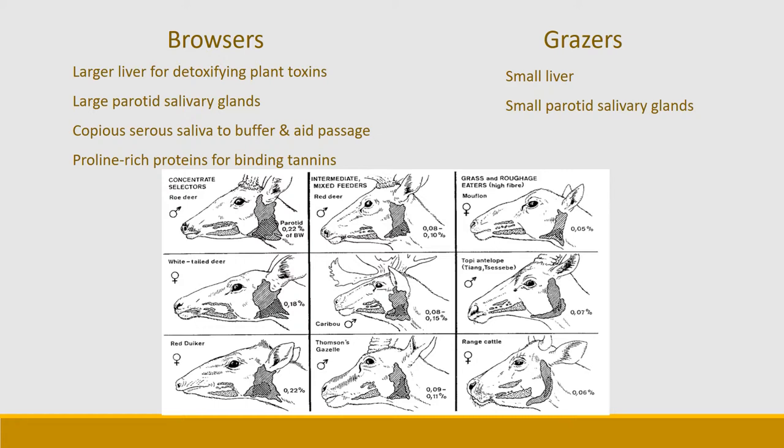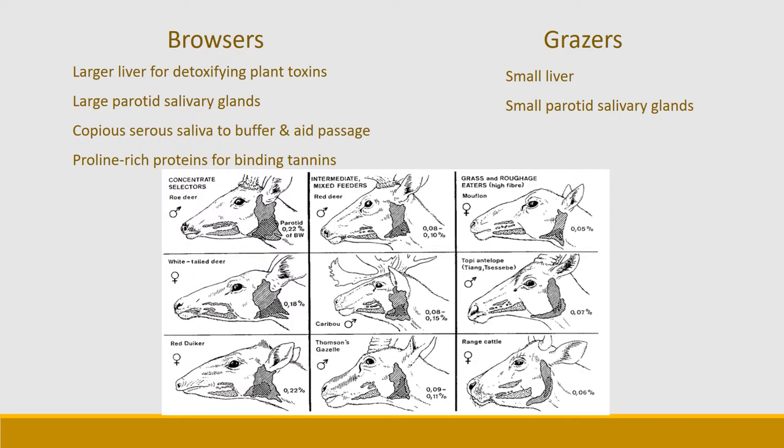Also, a lot of browsers tend to have larger parotid salivary glands, and those are the ones that run behind your ear, down the side of your jaw. Those are highlighted in this picture, and you can see a concentrate selector or browser on the left, the intermediate feeder in the middle, and the grazer on the right. You can see they're a lot larger in those browsers, and there's a couple reasons.